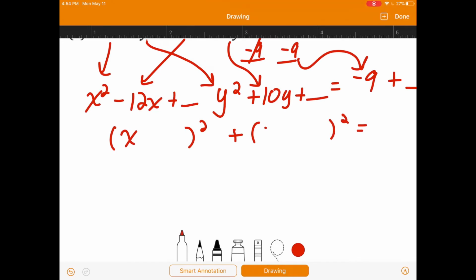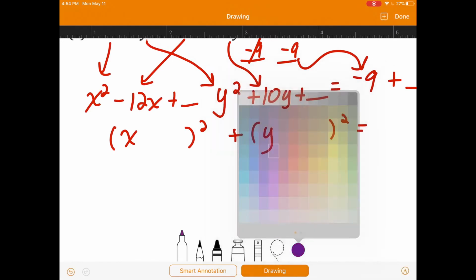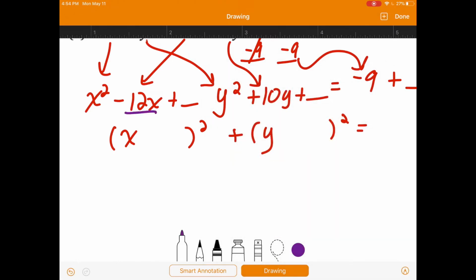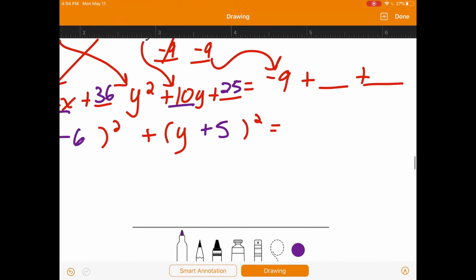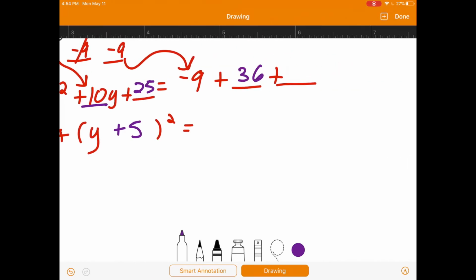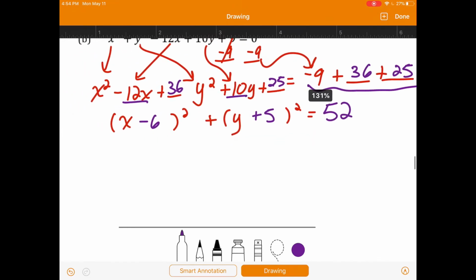So we know we're going to have an x with something squared and a y with something squared. And we're going to fill in the rest of this. So we're going to do this divided by 2 and then square it. And then we're going to have this divided by 2 and then square it. And whatever you do to one side, the 36 and 25 goes over here. And when you combine all of this stuff together, you're going to get 52.